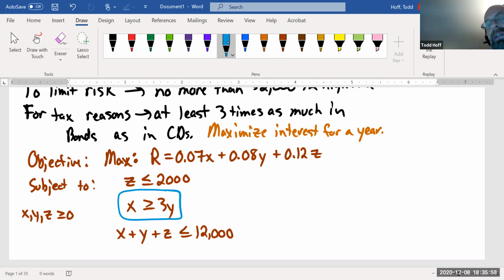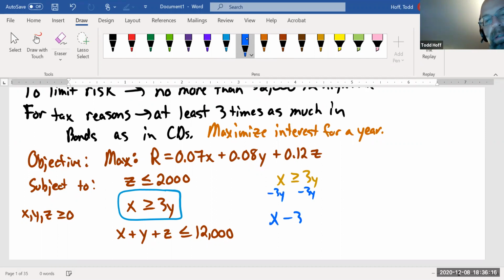Back to this equation here. First thing, to use this equation in linear programming in the simplex method, we have to have all the variables on the left side of the inequality. So I'm going to do that. I have x is greater than or equal to 3y. I'm going to subtract 3y from both sides.